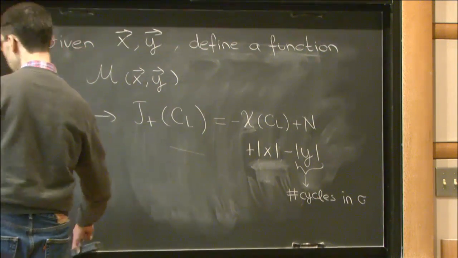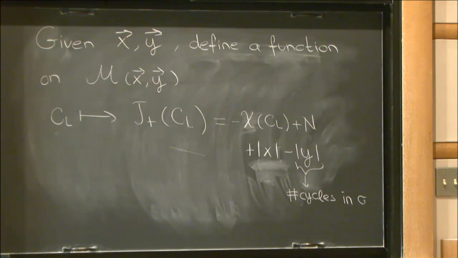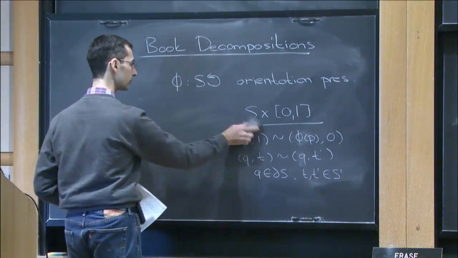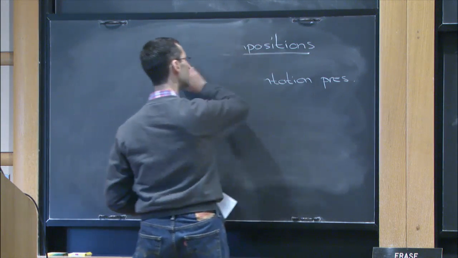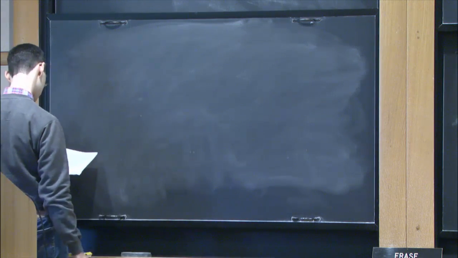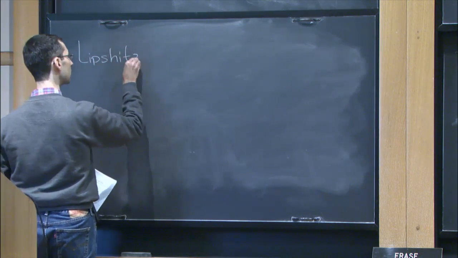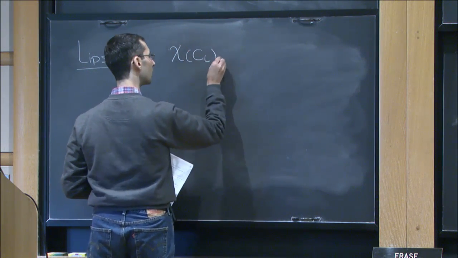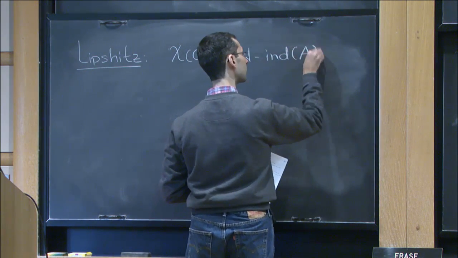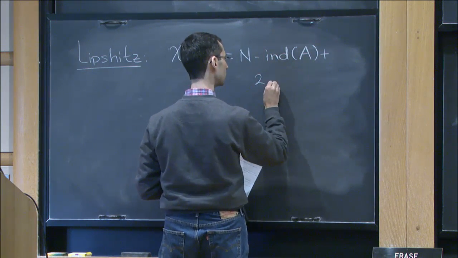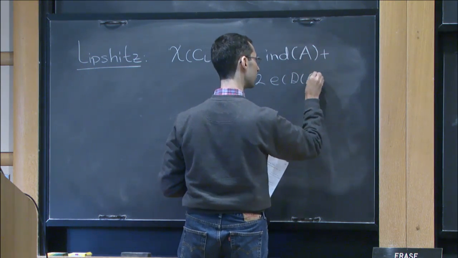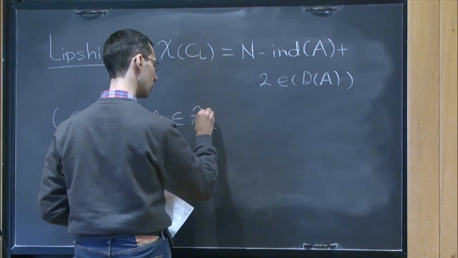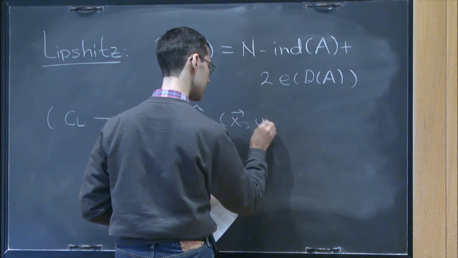And we want to go one step further and say that actually this quantity doesn't depend on the representative of the homology class, as long as there's an embedded holomorphic representative there. And that follows from a result of Lipschitz. So let me say that Lipschitz says that the Euler characteristic of such a curve is determined by its homology class by the following formula: N minus the index of A plus, let's say, 2 the Euler measure of dA. So the curve gives you a homology class in pi 2, or the relative homology classes between x and y.